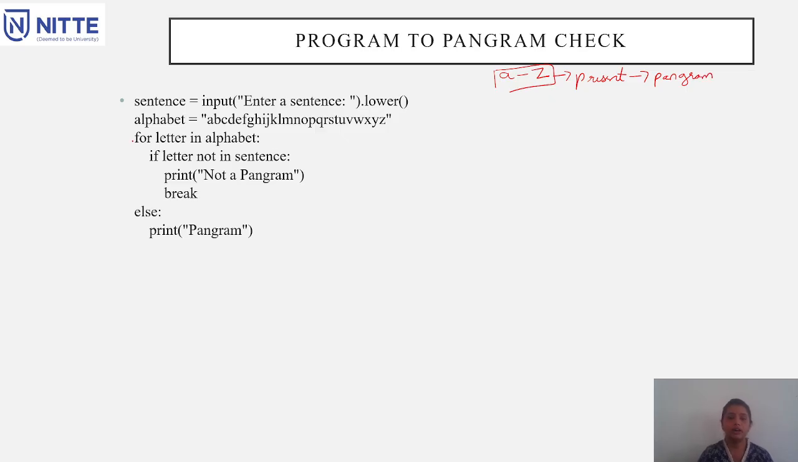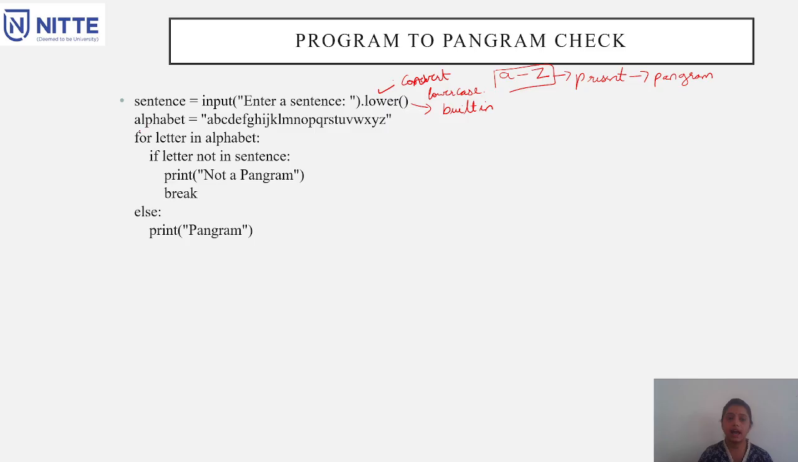Okay. Now, firstly, we have to take the sentence from the user. So, a sentence is being taken: input, enter a sentence, dot lower. So, what is this doing? It is going to convert all the letters into lowercase. This is called a built-in function. It's already there, a module is already set. So using this, I'm going to convert the sentence into lowercase.